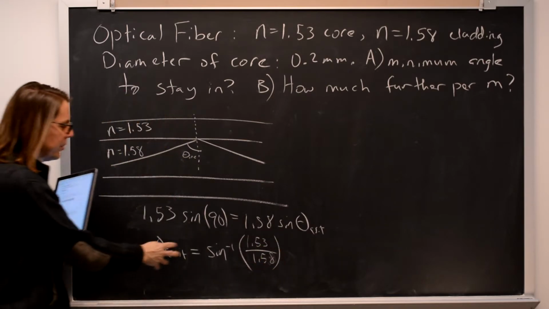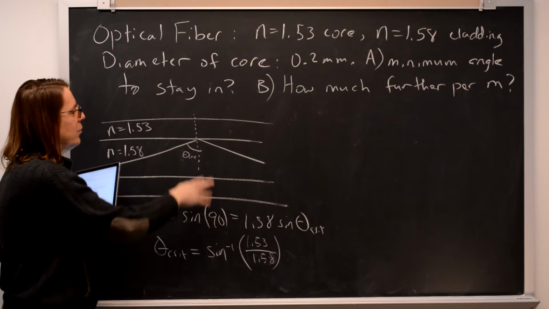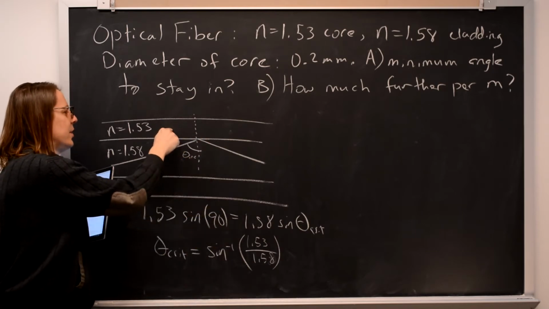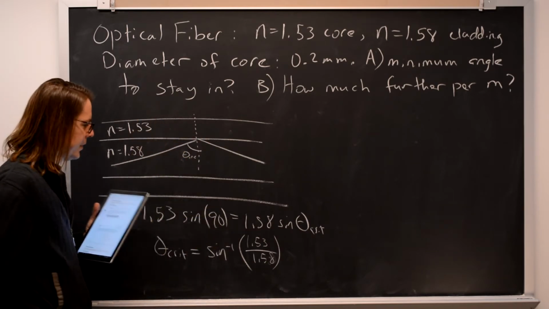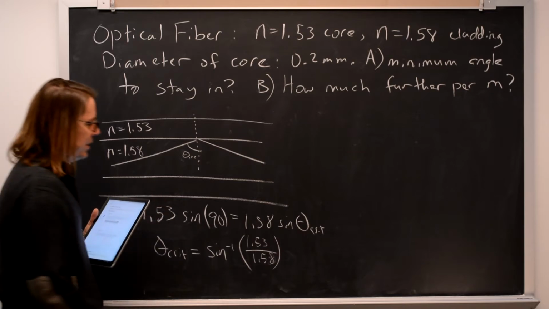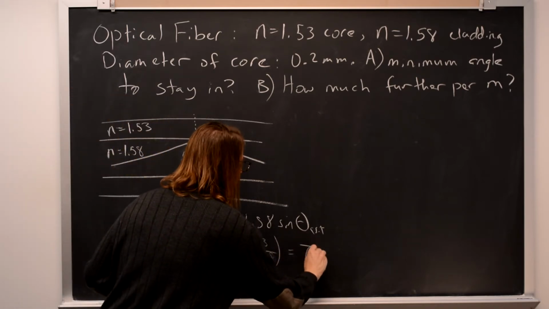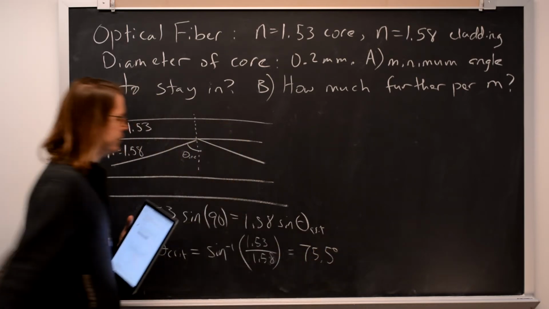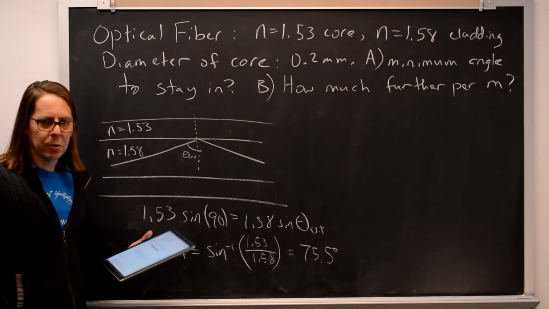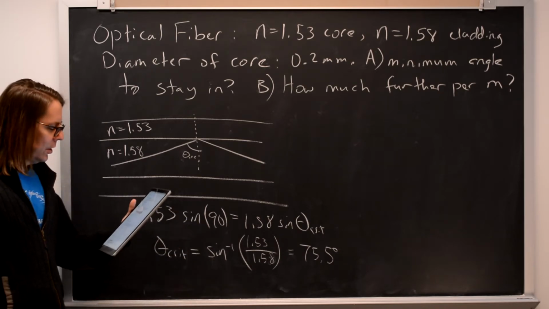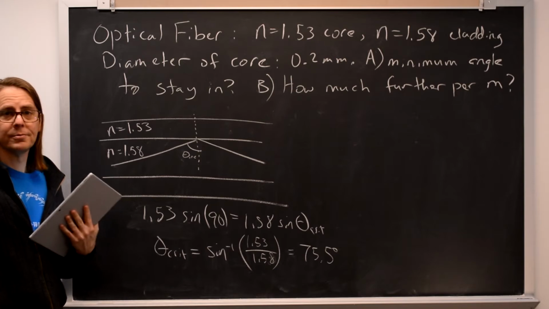So there you go. The critical angle is the inverse sine of the ratio of the index outside over the index inside. So that's what it is. And for this one, the answer is 75.5 degrees. So that's a pretty straightforward critical angle optical fiber kind of problem.